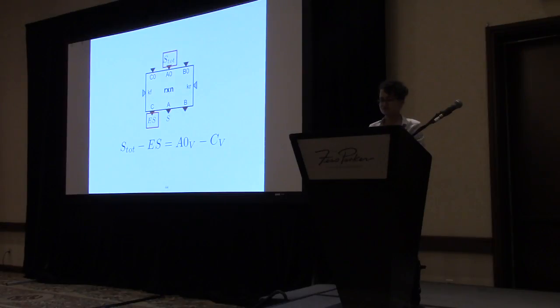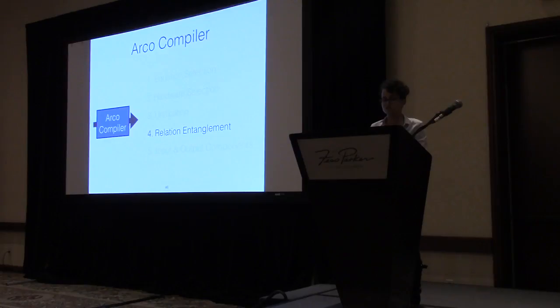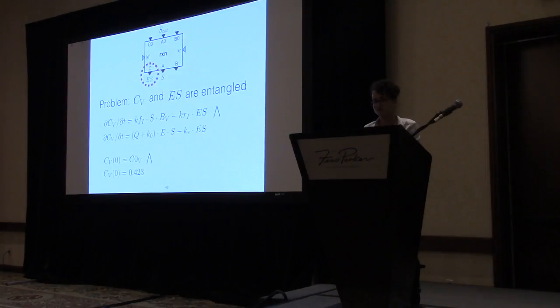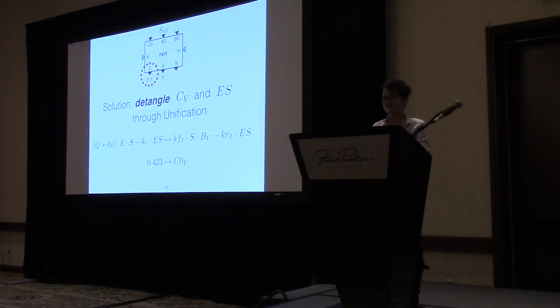But this creates a complication, because now CV and ES are entangled. And this brings us to the concept of relation entanglement. What this means is that the hardware specification basically states that CV has a certain set of dynamics. And we know ES also has a set of dynamics from the dynamical system we're trying to simulate. By saying that CV is mapped to ES, what we're saying is that CV simultaneously has to have two separate sets of dynamics. So the way you resolve these entanglements is you detangle the variables through the process of unification.